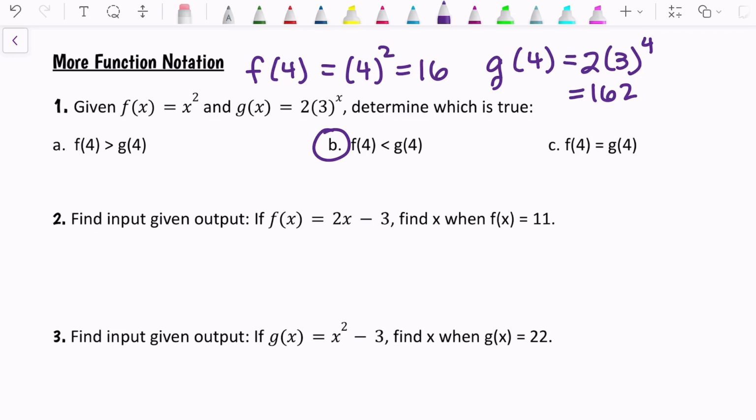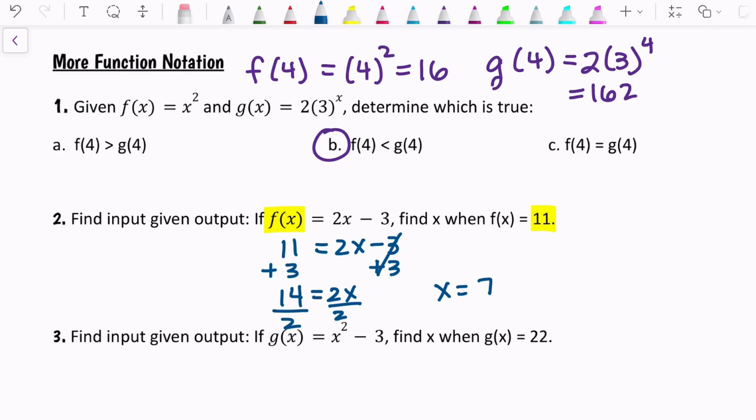If we want to find an input when we're given output, we're working backwards. And so for this problem, I'm going to set it equal to 11. So I have that f of x is 11, so I can replace f of x with 11 since they are equivalent. So I'm going to do 11 equals 2x minus 3. And then I'm going to solve for x because it tells me to find x. So that's 14 is equal to 2x. And that gives me 7. Sometimes you'll see this rewritten with that function notation with x on the inside. So if it was a standardized test, you might see that.